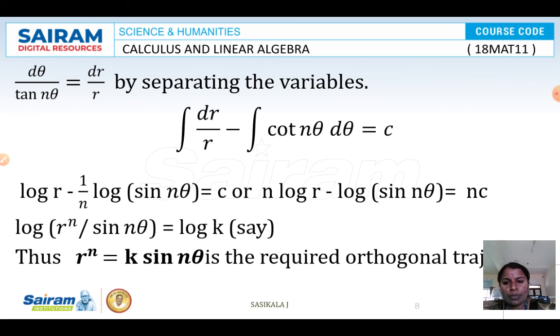Then later, what are you supposed to do? We are supposed to do the variable separable method. So separate the variables corresponding to the differentiation notations. That means the dx coefficient must be a function of x, and the dy coefficient must be a function of y. Then you can integrate. Same way for r and theta also, right? So you integrate and then do the simplification, and you will get the required orthogonal trajectories.